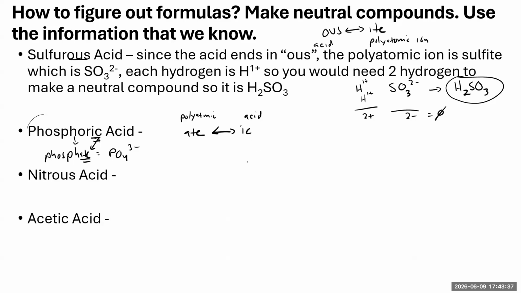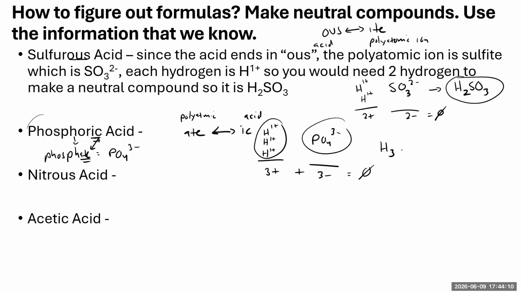But how many hydrogens do we have? Well, let's check it out. PO4 3 minus. So we have a 3 minus charge. We have to add something to that to get to 0. We know we have to have a 3 plus, because 3 plus and 3 minus equals 0. Each hydrogen is a 1 plus. So how many hydrogens do we need to make a 3 plus? Well, we need 3 of them. So that becomes 3 hydrogens, so H3 and 1 phosphate, PO4.